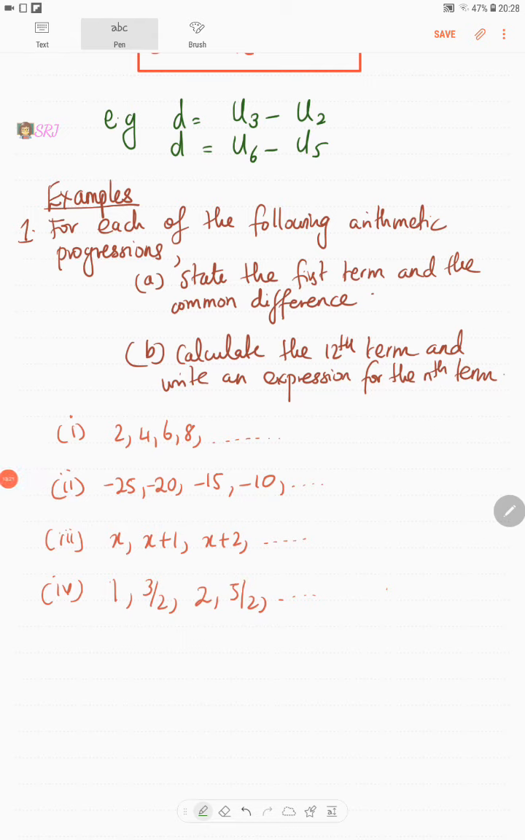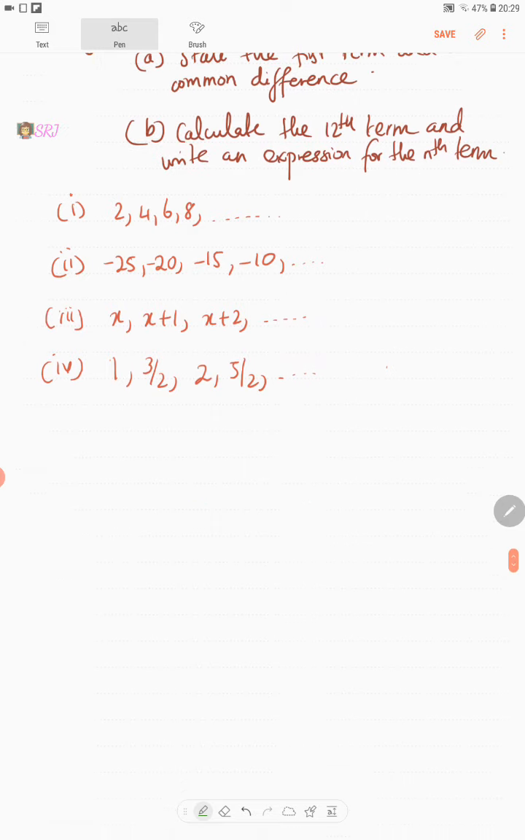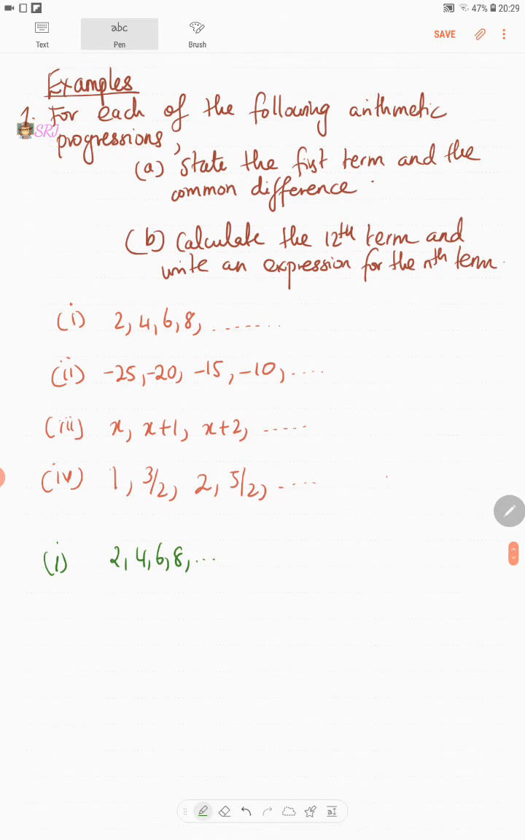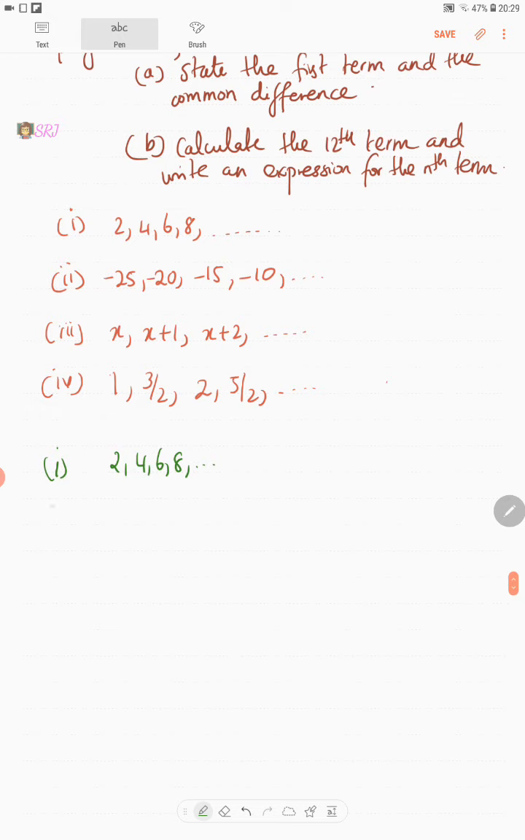Let's now tackle some examples. For each of the following arithmetic progressions, part A, state the first term and the common difference, and part B, calculate the 12th term and write an expression for the nth term. So first one, we have 2, 4, 6, 8. In the first part, we are asked to state the first term and the common difference. So for part A, the first term is 2 and the common difference is 2. We take 4 minus 2, we obtain 2.